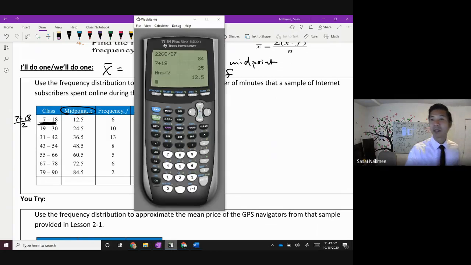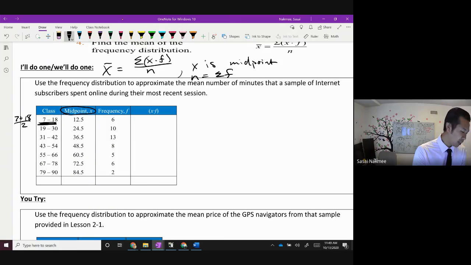Once you get the midpoints, then you can go ahead and start calculating the average. So let's calculate this midpoint real quick. Oh, well, they already have it calculated. So 7 plus 18 is 25. Divide that by 2, it's 12.5. So we have our midpoints, and they were kind enough to give us all of the midpoints, okay?